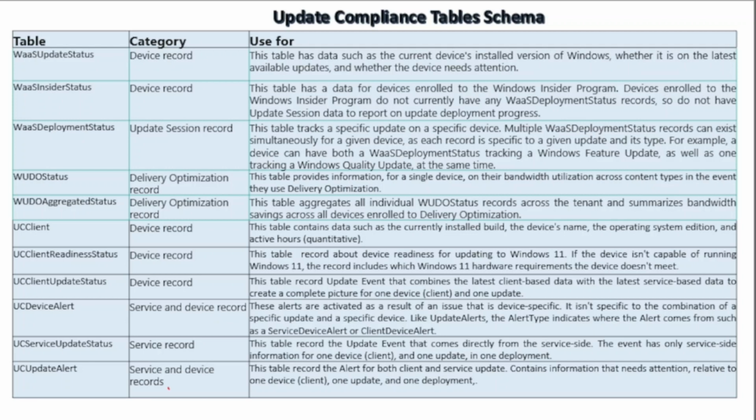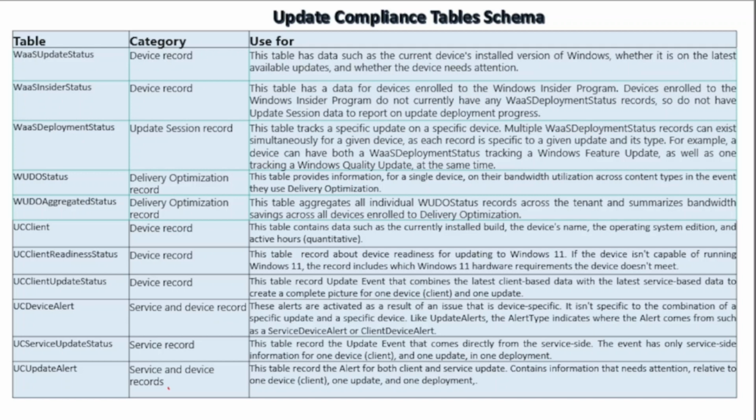The second table is the Windows as a Service insider status table, and this table has data for devices enrolled in the Windows Insider program. Devices enrolled in the Windows Insider program do not currently have any Windows as a Service deployment status record, so they do not have update session data to report on update deployment progress.